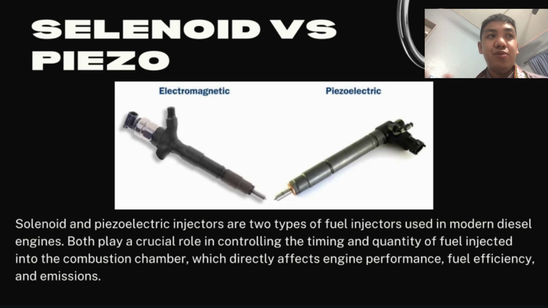Actually, there are two types of injector. There are the solenoid type and also the piezoelectric type. Solenoid and piezoelectric injectors are two types of fuel injector usually used in modern diesel engines. Both play a crucial role in controlling the timing and quantity of fuel injected into the combustion chamber, which directly affects engine performance, fuel efficiency, and emission.